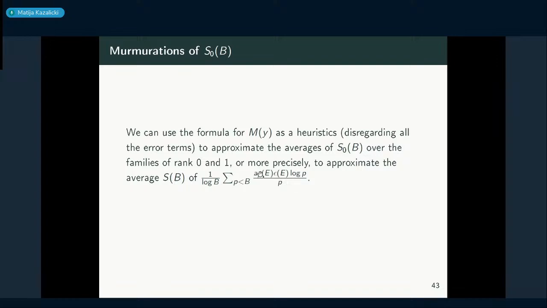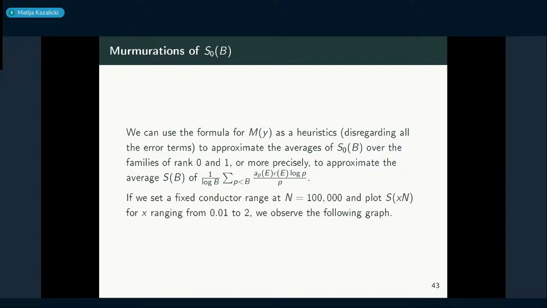So this works because if you recall the formula for the S0, in this formula, you have some kind of linear combination of these a_p's. So if you look at the average of these sums in some family, the average of these a_p's will come up naturally.